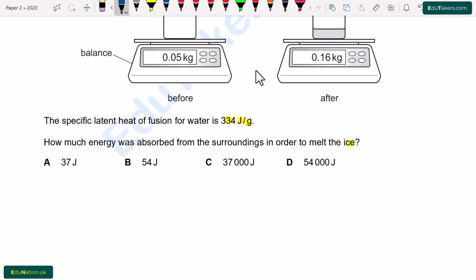So first of all, we have to find out mass. Mass of ice will be equal to 0.16 minus 0.05, which is equal to 0.11 kilogram. And the specific latent heat of fusion for water is equal to 334 joule per gram. So here first of all mass is in kilogram, while there is gram in the specific latent heat of fusion. So we have to make the similar units.